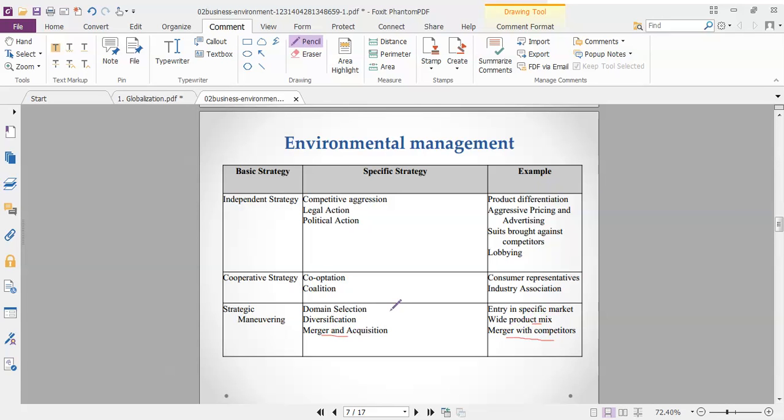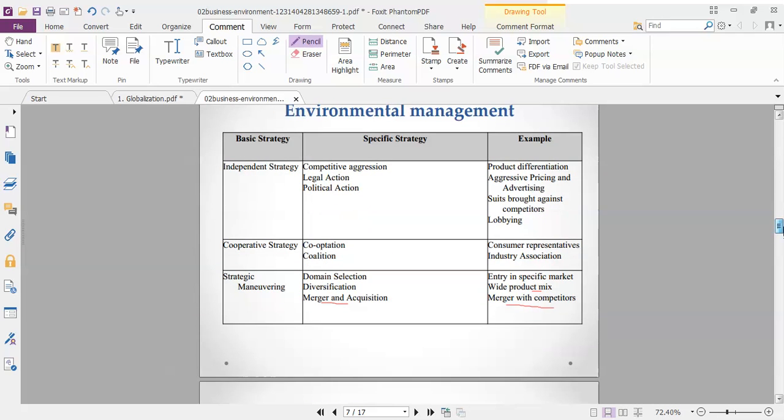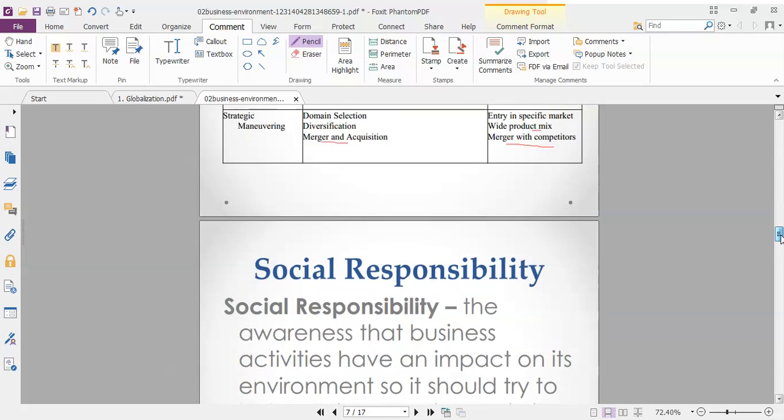Okay, so using strategic maneuvering, for example, you want to combine your telephone company with others, so merge with the competitors. So it will give you the win-win situation. Okay, so this is the environmental management strategy.